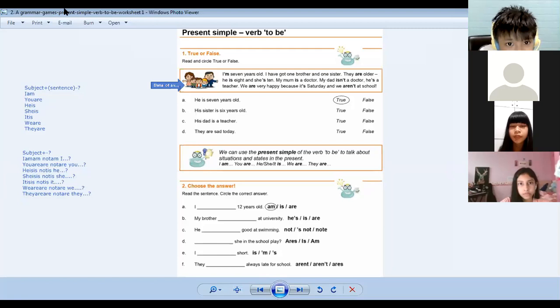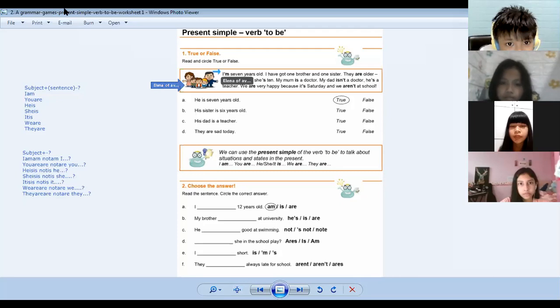Is not, we read as isn't, and are not, we read as aren't. Okay, 7 years old. Is it true or false? True. Can you give a clue? I am 7 years old. So he is 7 years old. Because in the story it uses I, for him we use the third person, he. We use pronouns.